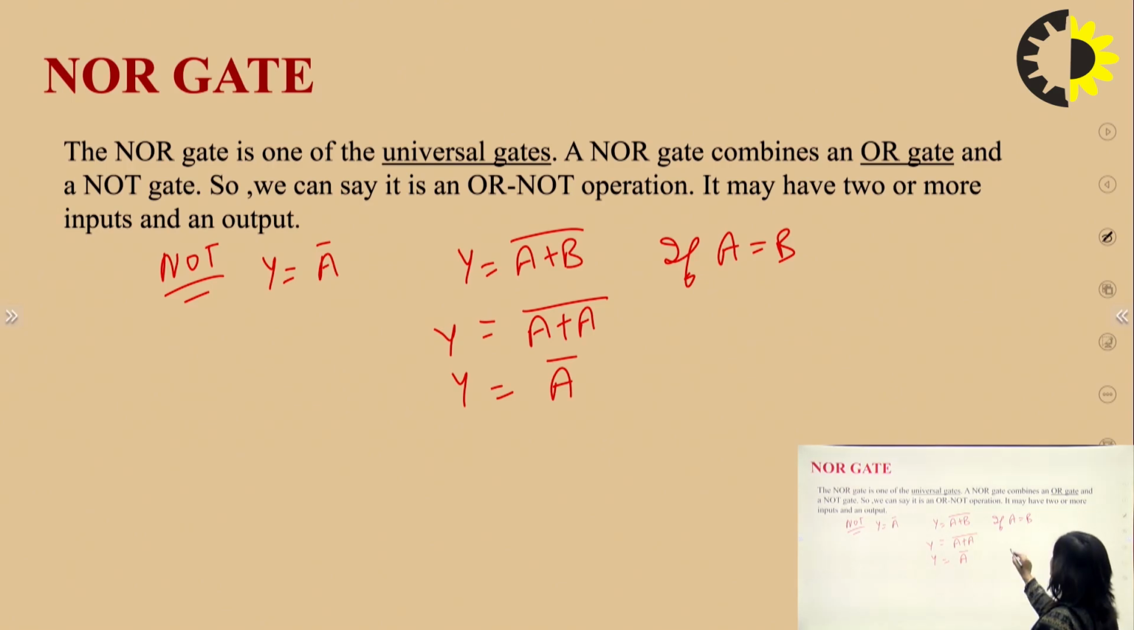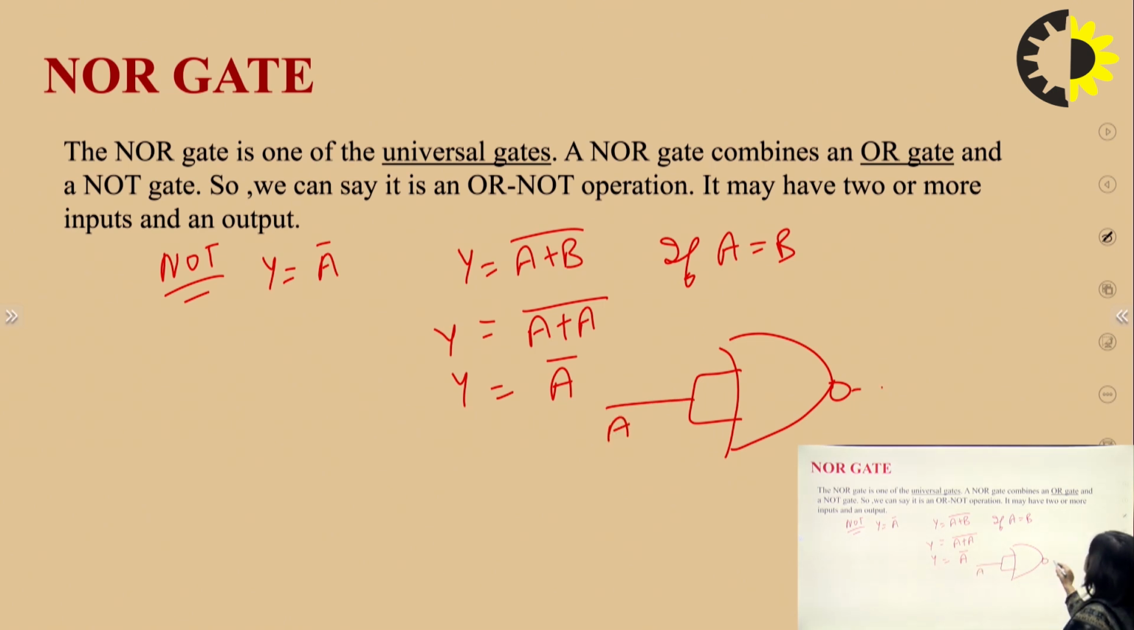So it means if this is a NOR gate and both inputs are shorted, this will work as y is equal to A plus A, whole bar, or we can say A bar. So we can design a NOT gate with the help of a NOR gate by keeping both the inputs the same. So this NOR gate will work as a NOT gate.